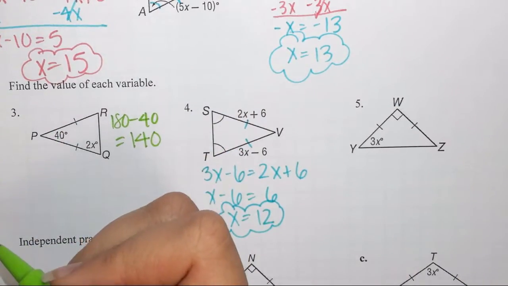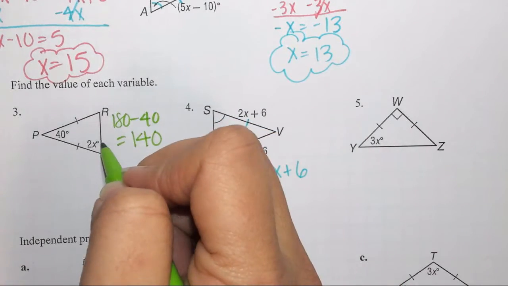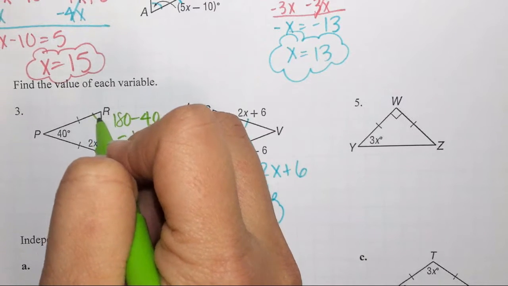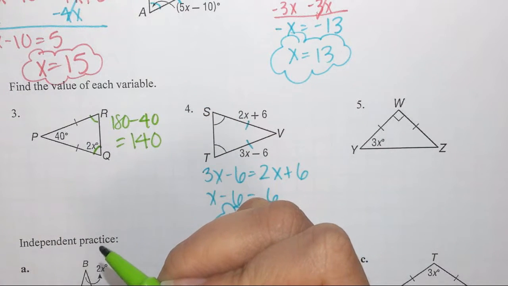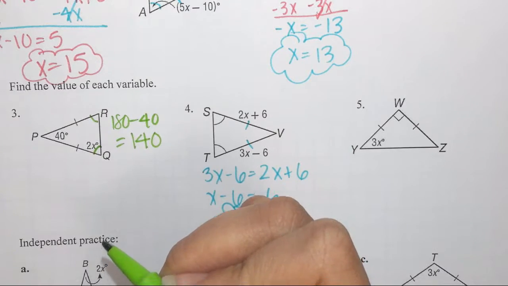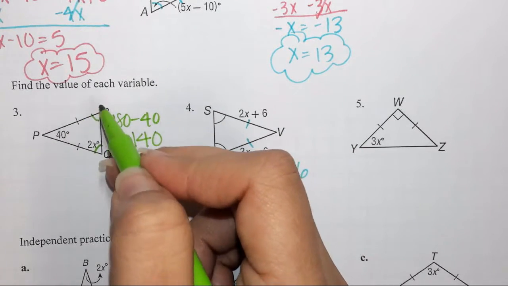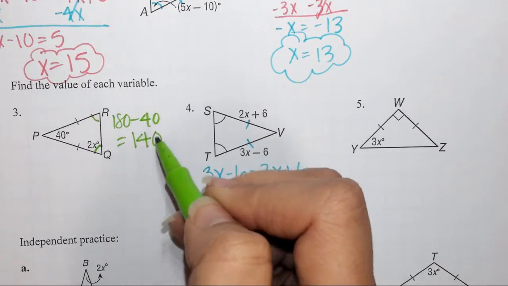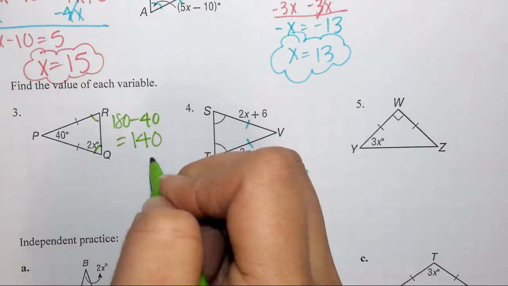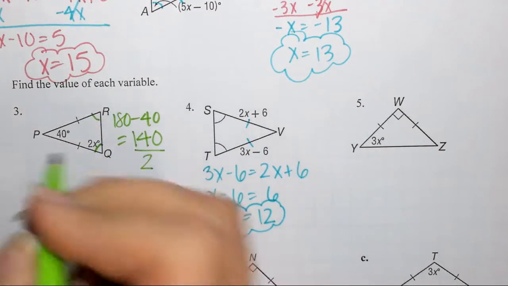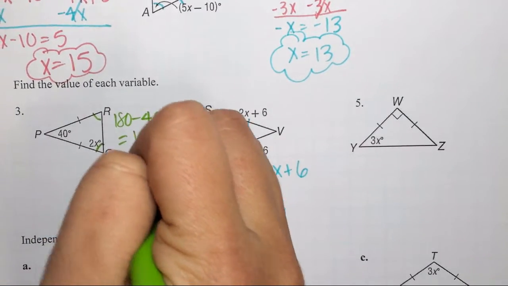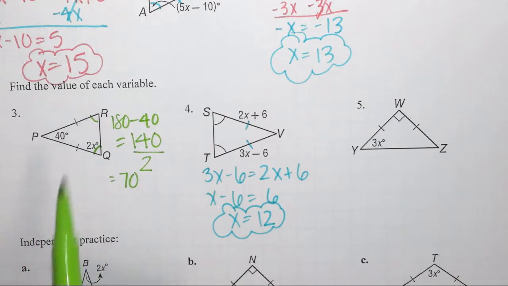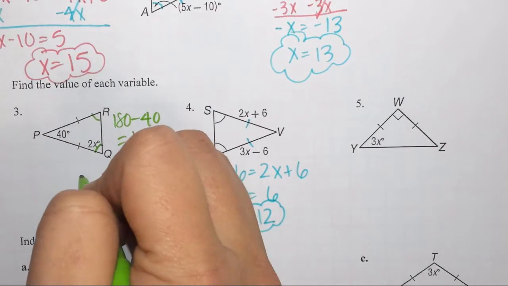Oh, here we go. Now, what do we know about angle Q and angle R? They're the same. Why are they the same? Because the sides are the same. Good, take a point. So, what could we do to find the measure of one of these angles with this? Divide 140 by 2. And you get? But it asks us to find x, right? So what are we going to set 2x equal to? 70.